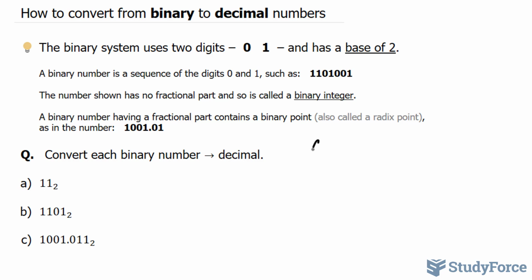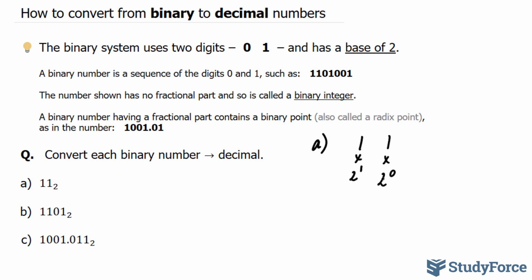Let's start with A. In A, we have the binary number 1, 1, and this subscript 2 just denotes that this is a binary number and not a decimal number. That way you don't get confused. What I'll do, starting from the right side, is multiply this number by 2 to the power of 0. Multiply this number by 2 to the power of 1. And every subsequent number to the left would be multiplied by 2 to the power of the next power.